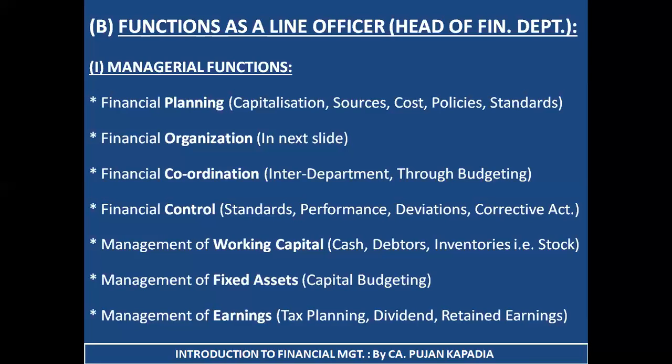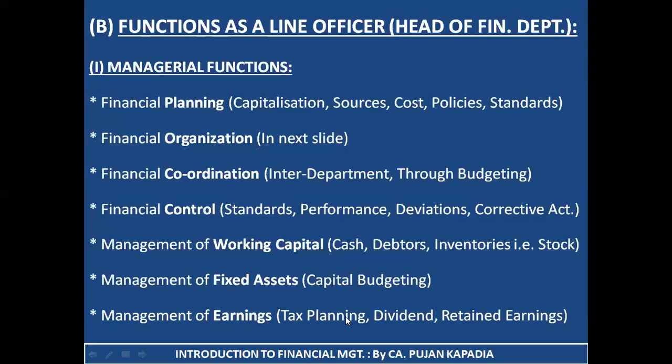What you guys are supposed to remember is management of working capital, and the major areas which are covered over here are management of cash, management of debtors, and management of stock. Next is management of fixed assets. As I have told you, fixed assets are for a longer term, as a result of which the technique of capital budgeting is being used to evaluate which fixed assets should be purchased at what price, etc. And the last one is management of earnings, which basically includes tax planning.